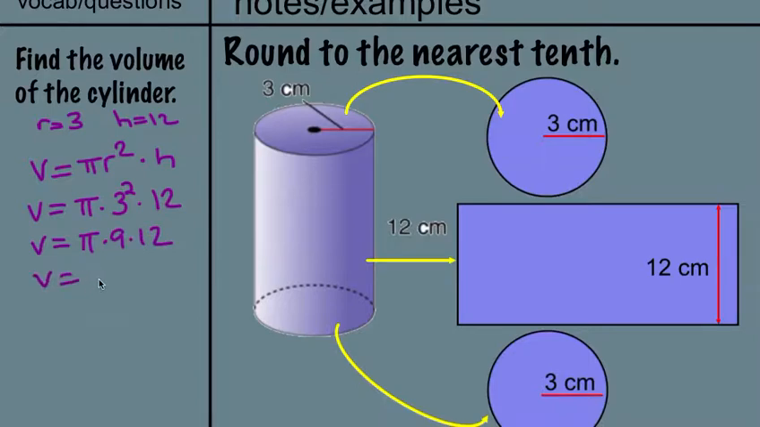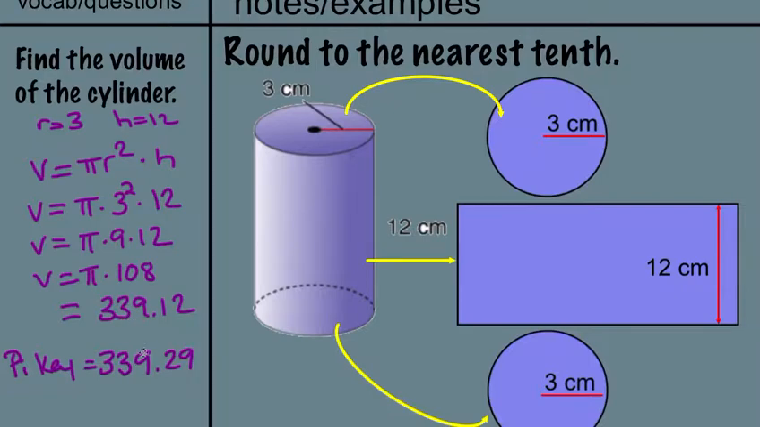Volume equals pi times, what is that? It is 339.12. And again, if you use the pi key, you're going to have something a little bit different. The pi key gave me 339.29. So again, look at that, really close. Just a little bit different, but that's okay.